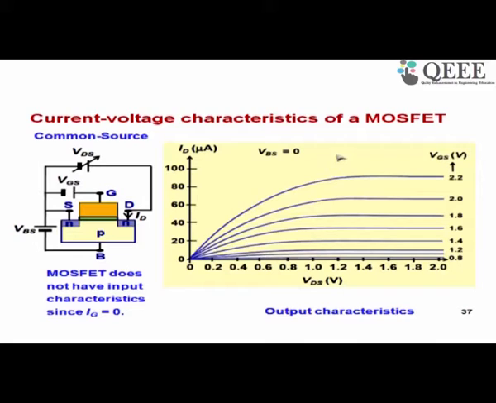Now MOSFET does not have input characteristics, unlike the BJT, because the gate current IG, that is the current through this terminal, is 0 because of the presence of the insulator here.